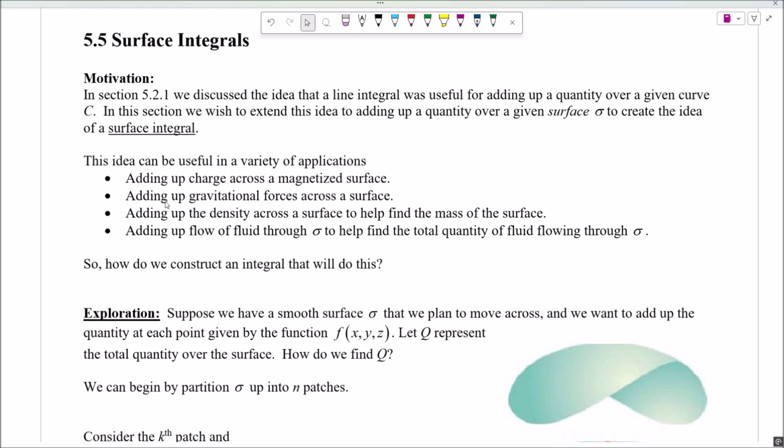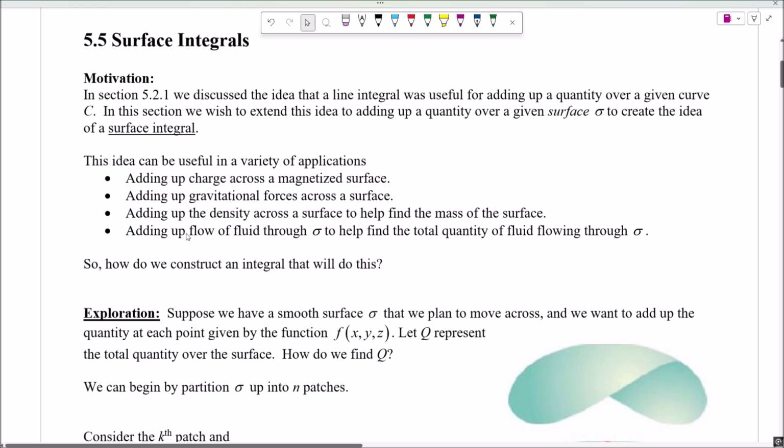Some of you might be aware in physics that if you magnetize certain surfaces, it can send electrons out to the edge of that surface, and so you might want to gather up all of the charge as you move across the outside of some sort of closed solid. We might be interested in adding up gravitational forces that are acting on some sort of surface, maybe like in this picture down below. So maybe I can understand how much force there actually is acting from gravity on any given portion here, and also in total. I could be interested in adding up the density across a surface, finding the density at each individual point and adding that over the course of the surface to get the total surface mass.